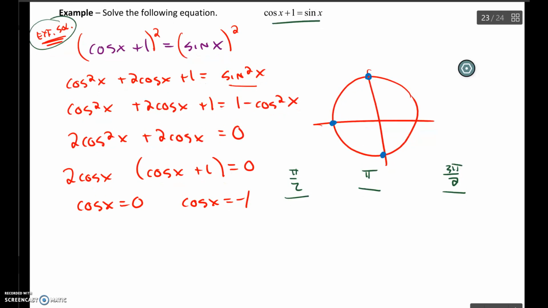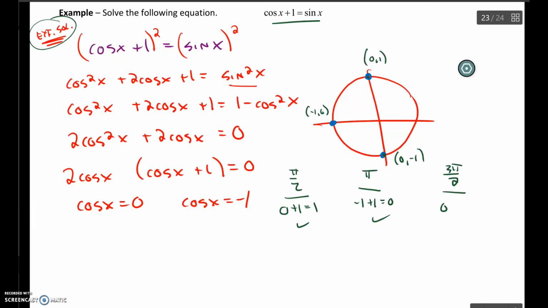I'm just going to plug in these points. So plug in this point. The coordinates of that point are 0, 1. 0 is the cosine, 1 is the sine. So cosine is 0 plus 1, and then the sine is 1. So that one checks out. This point is -1, 0. So the cosine is -1 plus 1 equals the sine, which is 0. That one checks out. This point down here is 0, -1.